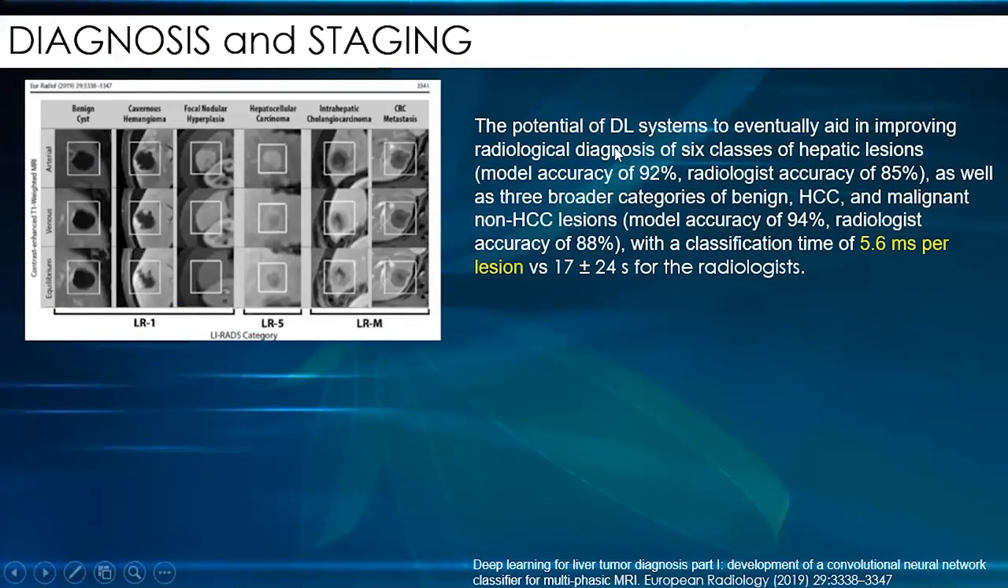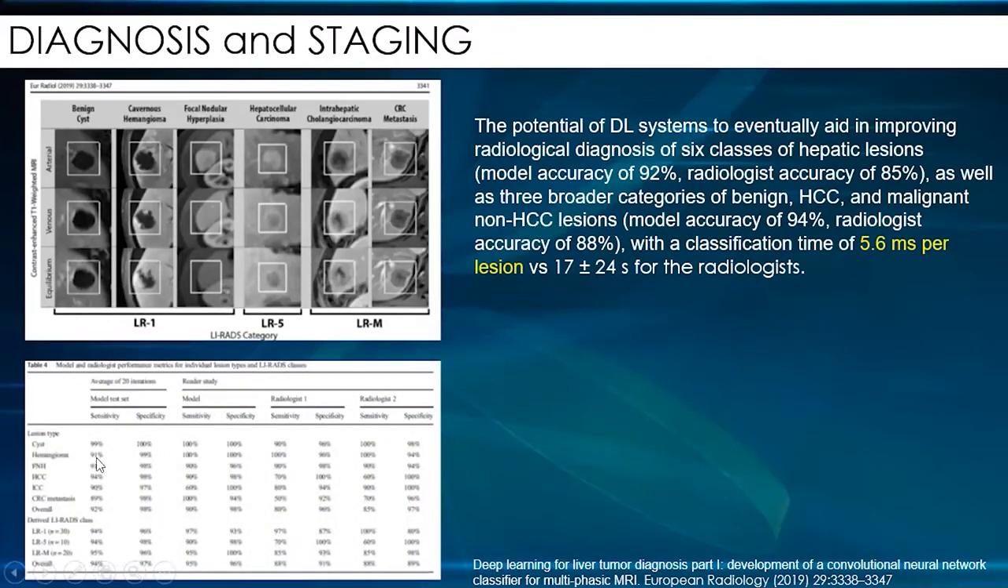And we can appreciate that the diagnostic performance is 92% when we try to differentiate each different focal lesion. And the diagnostic performance is 94% if we try to categorize the sure benign lesion, LI-RADS 1, compared with hepatocellular carcinoma and with a neoplastic non-HCC lesion. So the diagnostic performance of the software was really high, especially if compared with the human eye. And the time to reach the correct classification for the software is only 5.66 milliseconds per lesion. So it's a really high diagnostic performance.